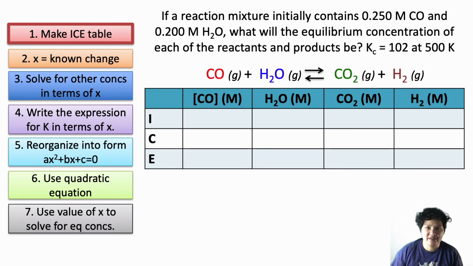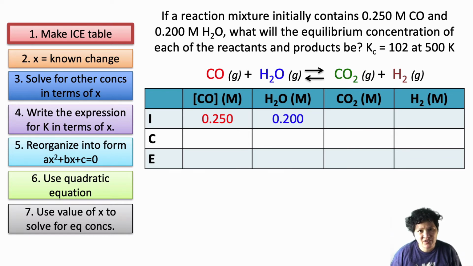So here are the reactants on the left, carbon monoxide and water, and here are the products on the right, carbon dioxide and hydrogen gas. Notice that I abbreviated the table, so now we're just down to ICE for initial, change, and equilibrium. Let's fill in our concentrations. So the reaction mixture initially contains 0.250 molar carbon monoxide and 0.200 molar water.